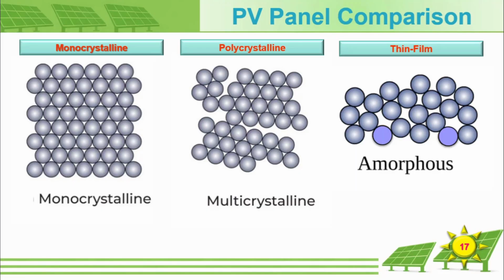As you can see in the image, thin film panels have a disordered structure, and the atoms are arranged irregularly next to each other. They have lower efficiency compared to the other two types. But it has the ability to be flexible. It is recommended for applications that require this flexibility.